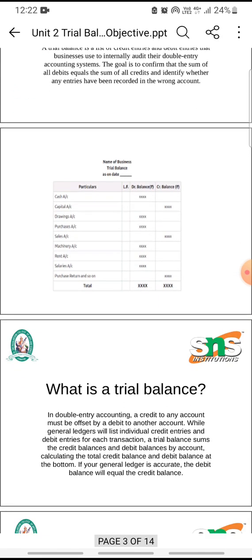Next, we are going to see what a trial balance is. In double entry accounting, a credit to an account must be offset by a debit to another account, while general ledgers will have individual credit entries and debit entries for each transaction. A trial balance sums the credit balance and the debit balance by account, calculating the total credit balance and debit balance at the bottom. The debit balance and credit balance must be the same amount. That's why it is told like that.